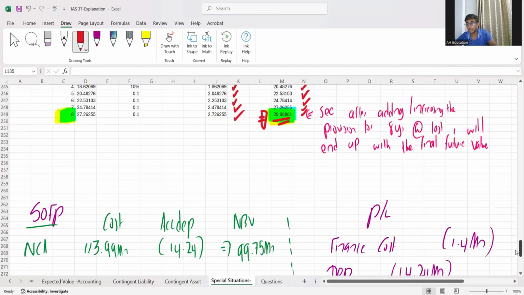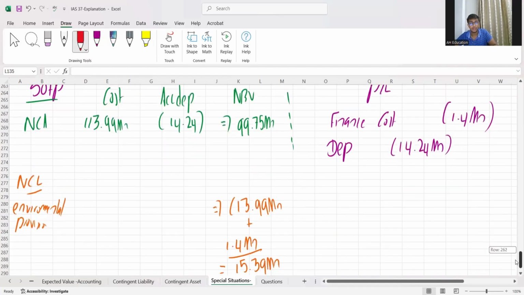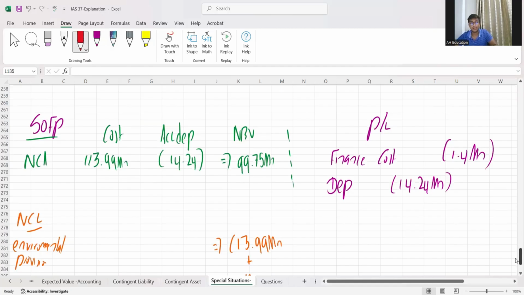Okay, I thought we would finish. In terms of the extract, obviously you know your statement of financial position of your current year. Cost, accumulated depreciation, carrying value, or net book value. Your initial cost is 113.99 million. You all will be charging depreciation of 14.24, and you all will be arriving at a net book value of 99.75. This is manageable.